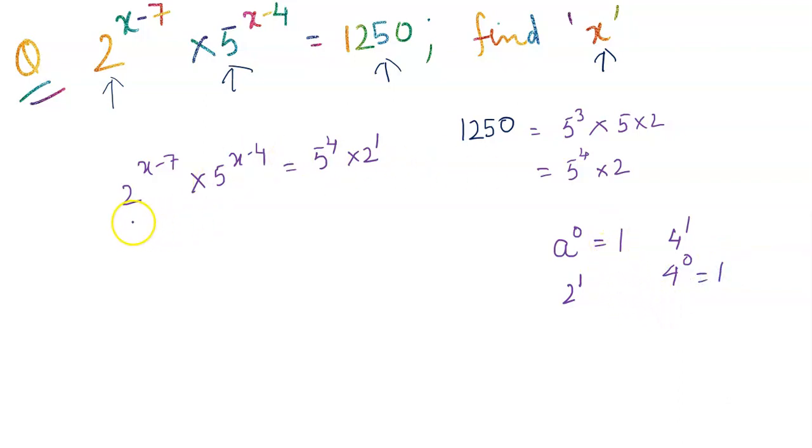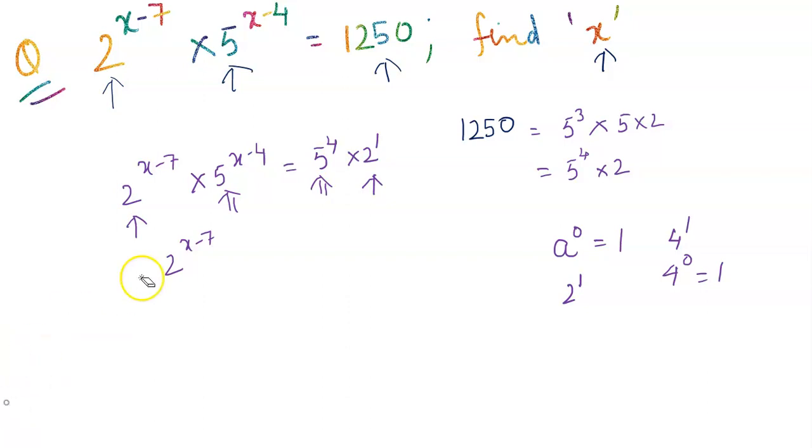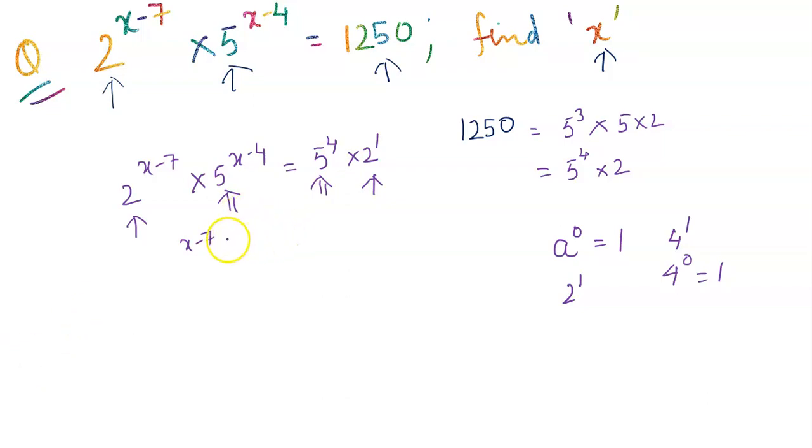So now see here, base is same, right? And here also base is same, right? So what did I tell? When base is same, so powers will be equated. So 2 raised to the power x minus 7 is here, and this is 2 raised to the power 1. So I can write this as x minus 7 is equal to 1. So the x is equal to 8.